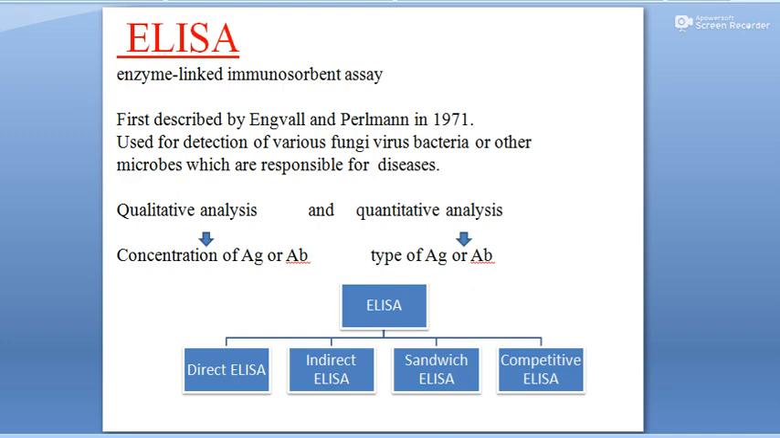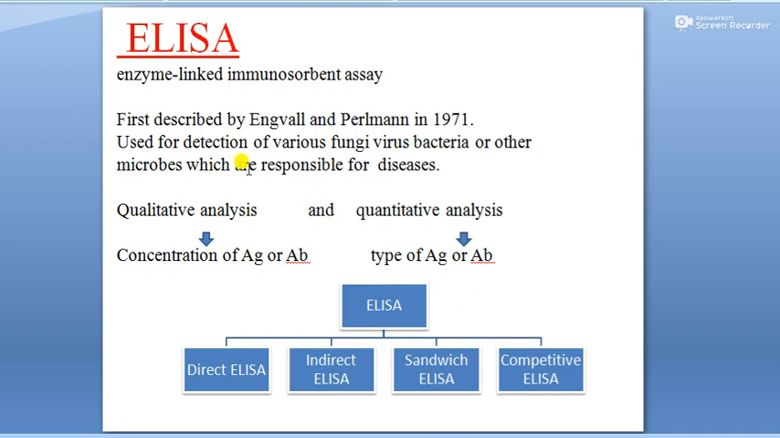So, let us see its discovery. First discovered by Engvall and Perlmann in 1971. Firstly, it is used for detections of various fungi, viruses, bacteria or other microbes which are responsible for the disease. Okay. Basically, we can say for disease identifications or disease causing organism identifications, we can use the ELISA process.